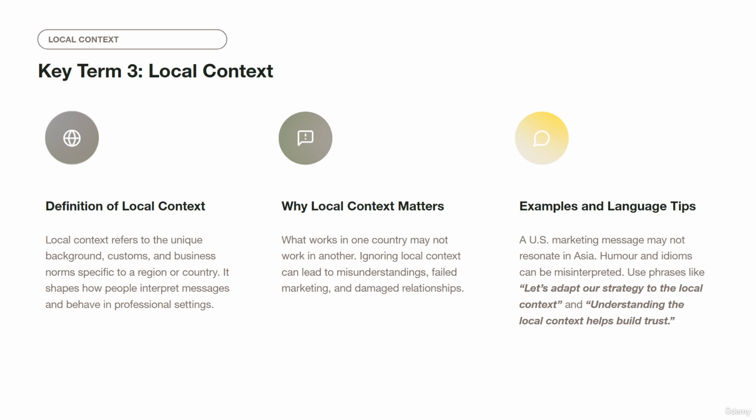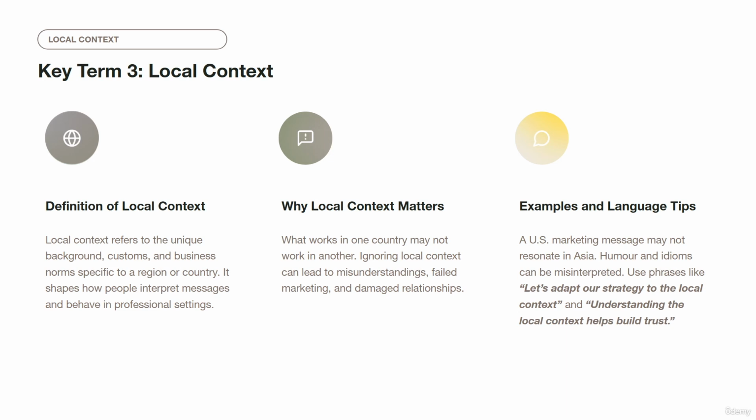It shapes how people interpret messages and behave in professional settings. It matters because what works in one country may not work in another. And what works in one country may offend in another, in fact. Ignoring local context can lead to misunderstandings, failed marketing, and damaged relationships. For example, a US marketing message may not resonate in Asia. Humor and idioms can be misinterpreted.